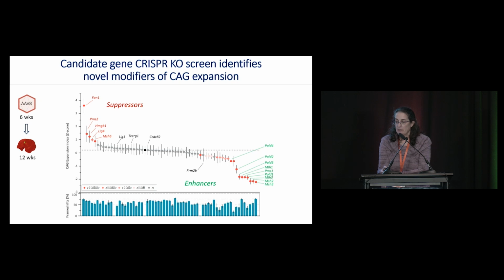Oh, the other thing to note, these are genes that are also human modifiers. So LIG1, TSURG1, CCDC82, and RRM2B. And in this assay, this is in the liver, we did not find a strong effect of these on modifying instability. LIG1 is perhaps the most surprising because it seems very likely that it is involved, and we're looking at this some more, and I'll show you some more data on LIG1 in a second.